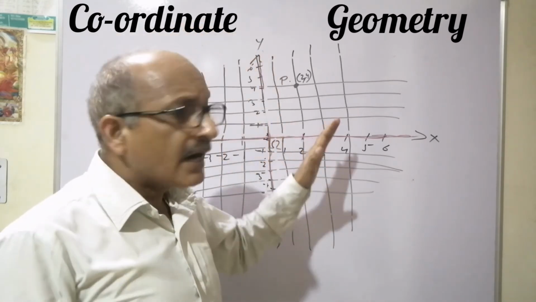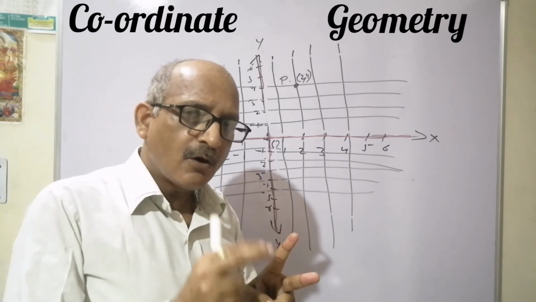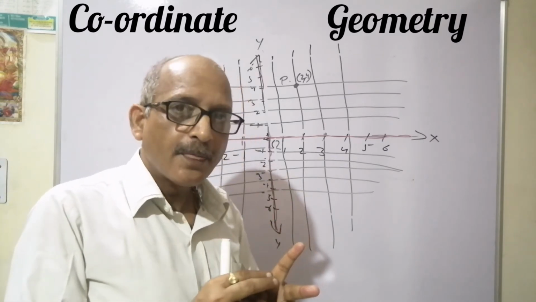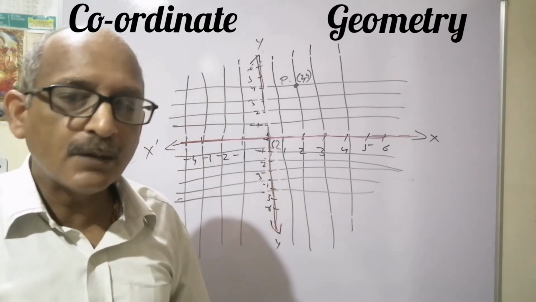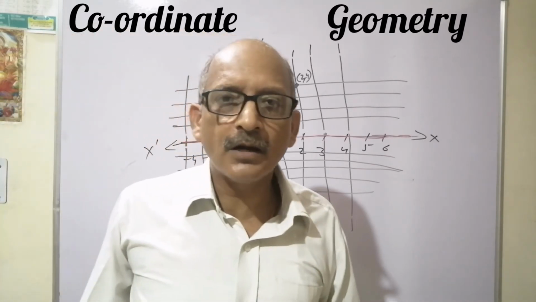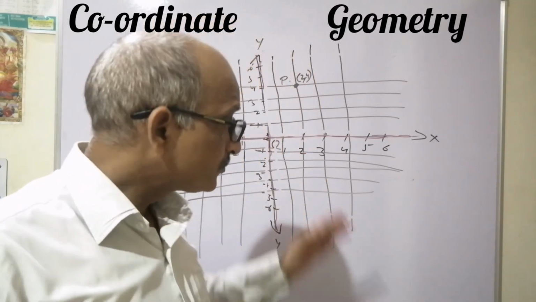So the Cartesian system has two representations. One is the coordinate plane, or rectangular plane, you can say. Another is the polar plane, or polar representation. But we do not have to talk about polar representation. You will discuss it in class 11.